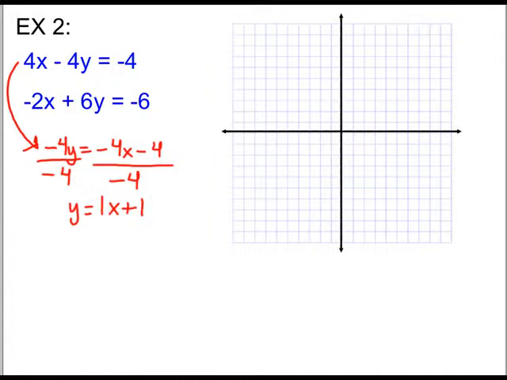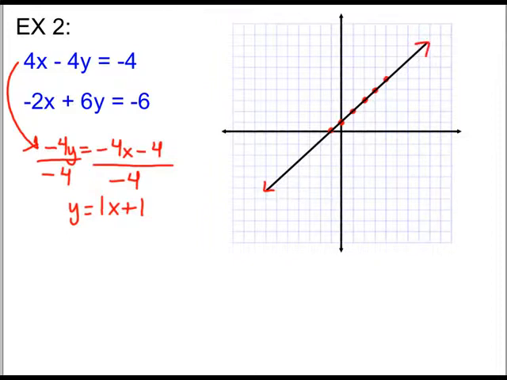Well, that one's pretty easy to graph. We start at 1. We rise 1, run 1, rise 1, run 1, rise 1, run 1. Then using our ruler, we come back in and we play connect the dots, extending the line infinitely in both directions, and then we put arrows on the ends.